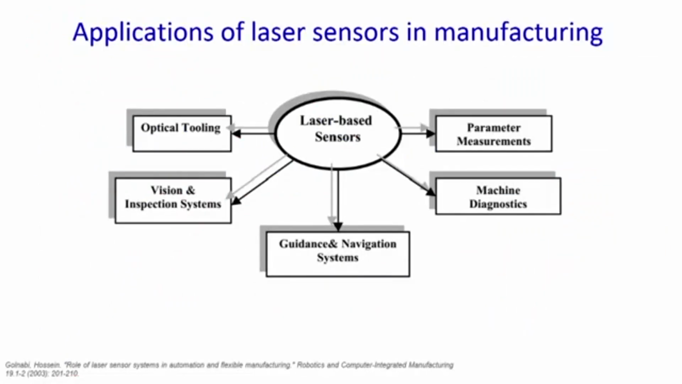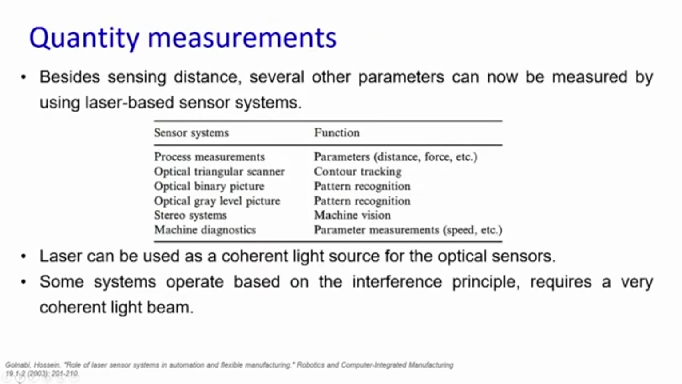On your screen you can see a variety of applications of lasers in manufacturing. These laser based sensors can be applied for optical tooling, vision and inspection systems, guidance and navigation systems, parameter measurement and machine diagnostics. We will see these items one by one in the next few slides.